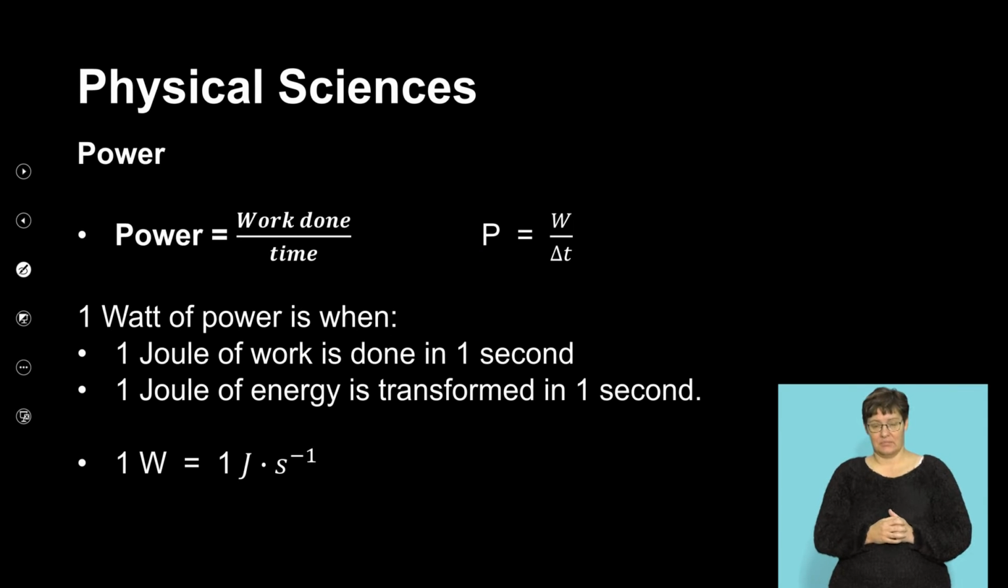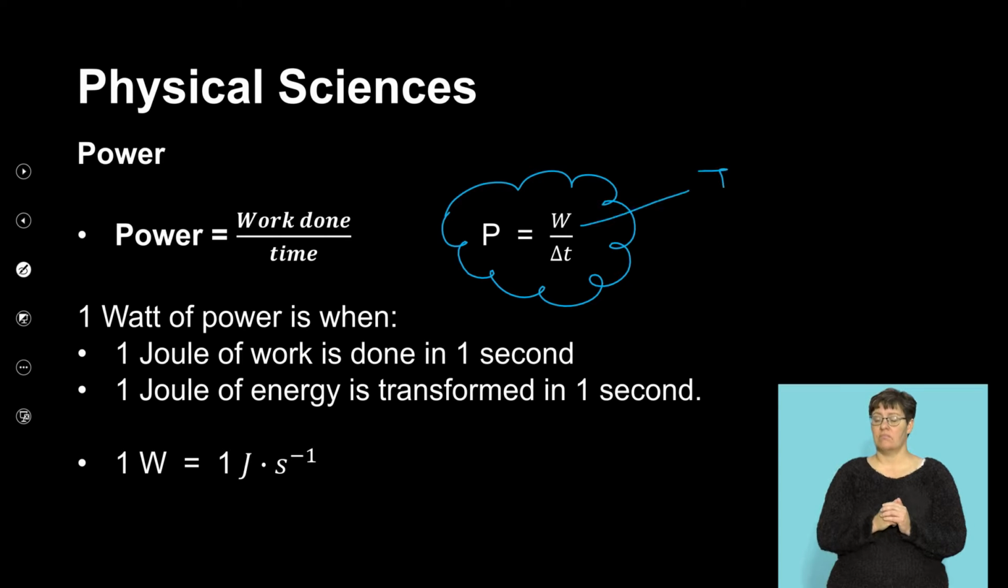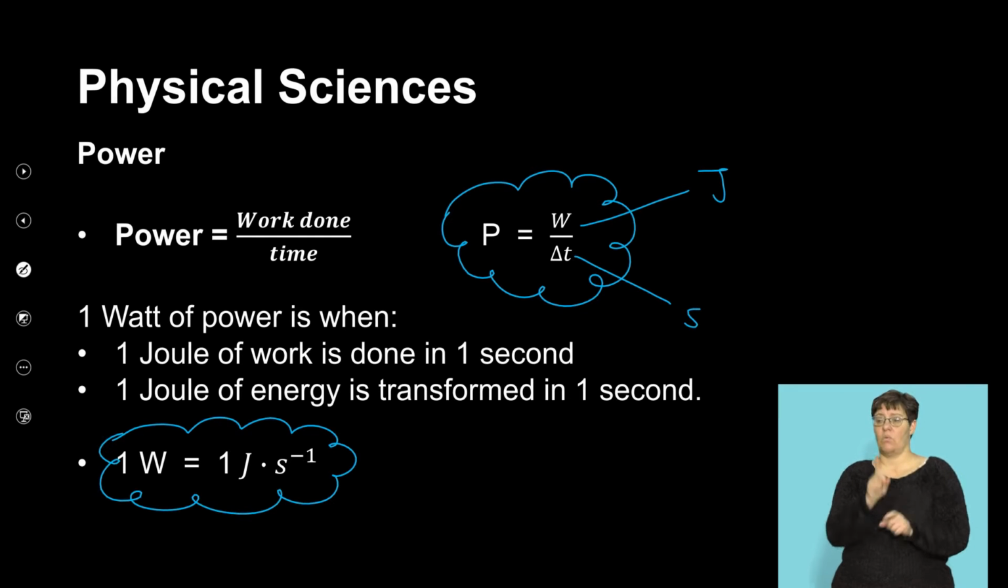Right. Okay. So when we talk about power, the formula is work per unit time, or work done per unit time, right? So work is measured in joules, when time is in seconds. So in other words, we are saying that a watt of power is a joule of energy transformed per unit time, which is equal to a second, right?